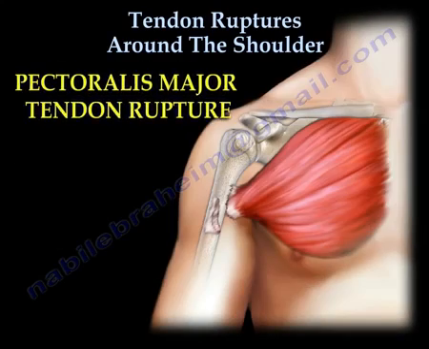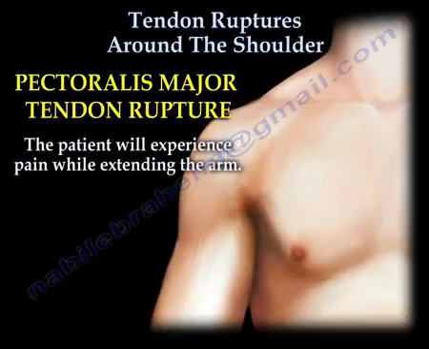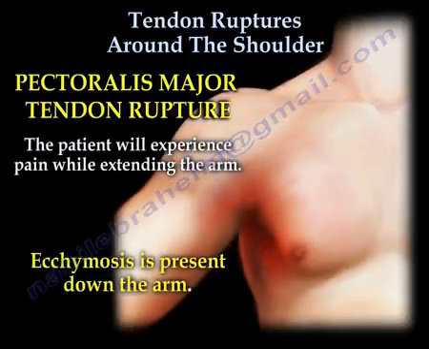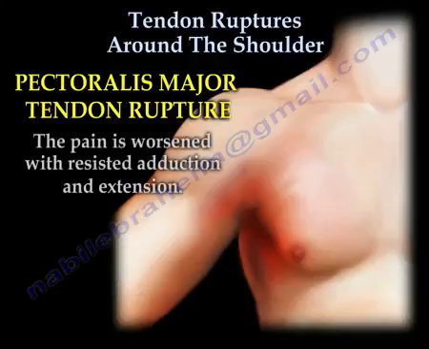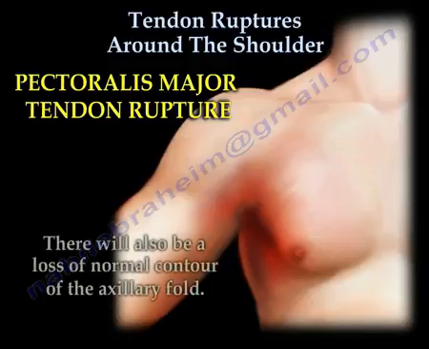Pectoralis major tendon rupture. The patient will experience pain while extending the arm. Ecchymosis is present down the arm. The pain is worsened with resisted adduction and extension. There will also be a loss of normal contour of the axillary fold.